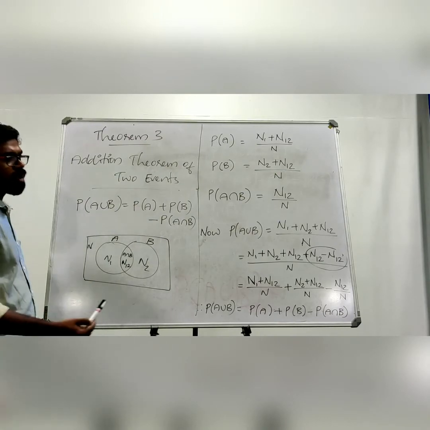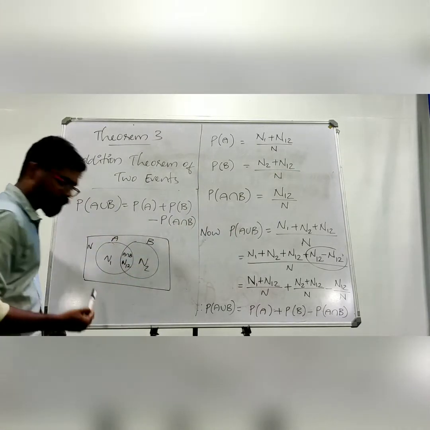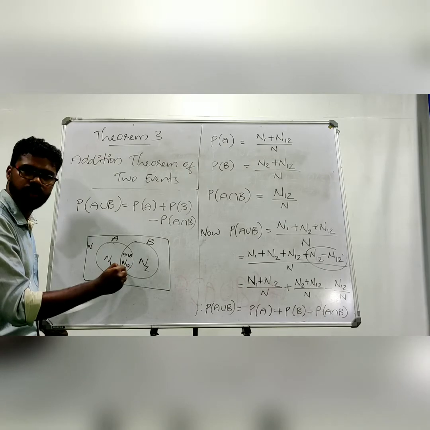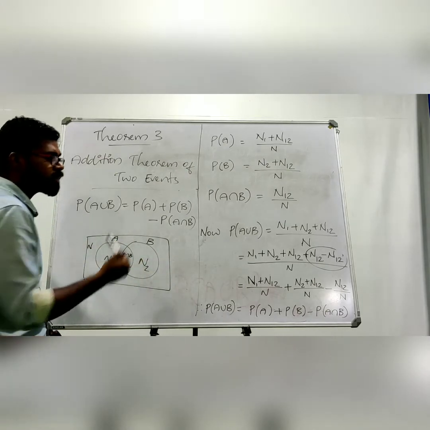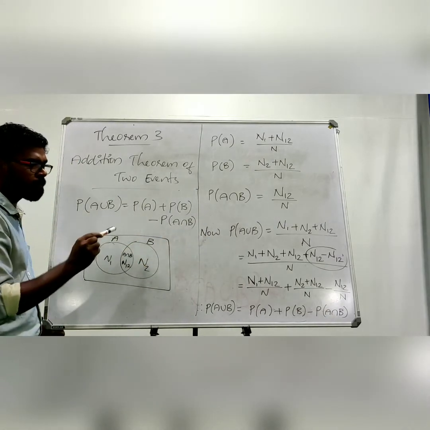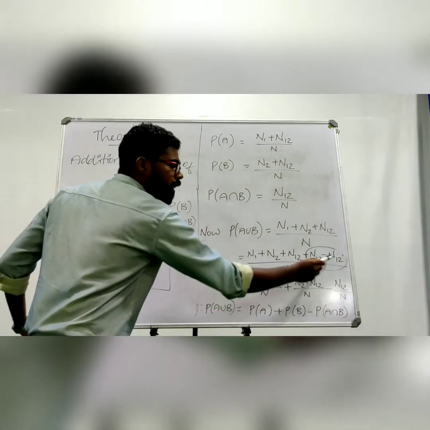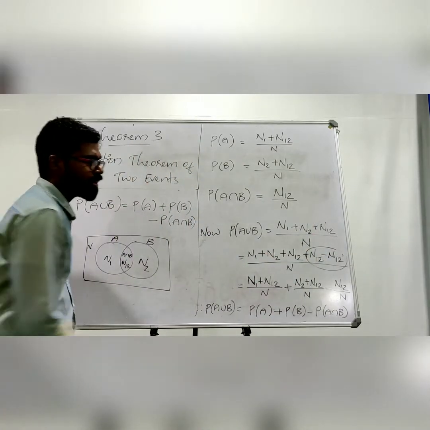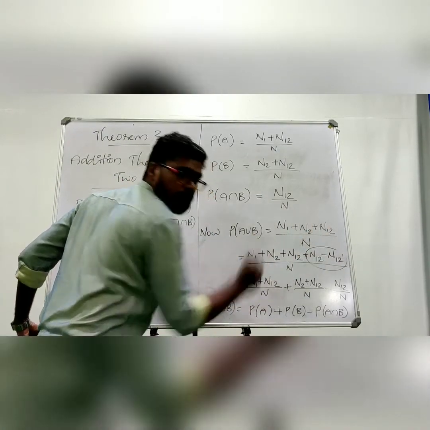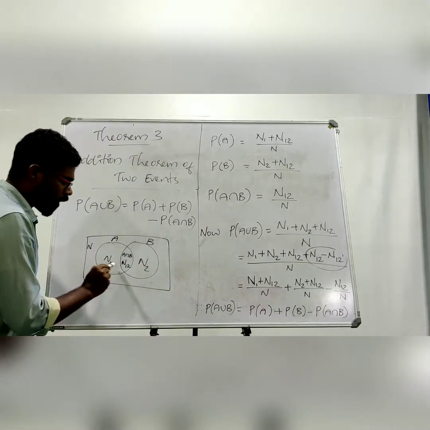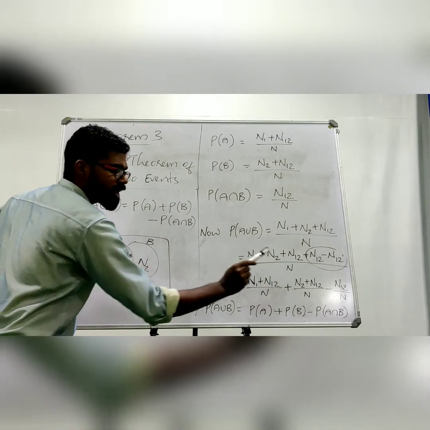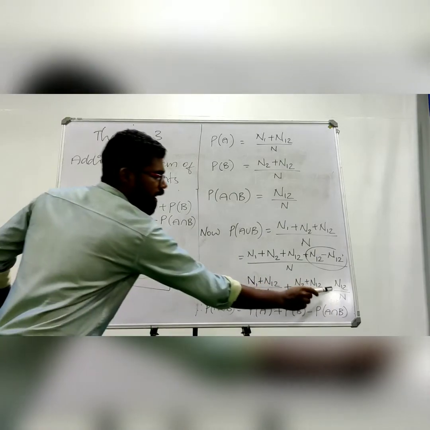And now we are proving how it is. Probability of A union B means (n1 plus n2 plus n12) together. That is n1 plus n2 plus n12 minus n12 plus n12 minus n12. For our convenience, we are adding n12 minus n12, which is basically 0. So it becomes (n1 plus n12) by n plus (n2 plus n12) by n minus n12 by n.